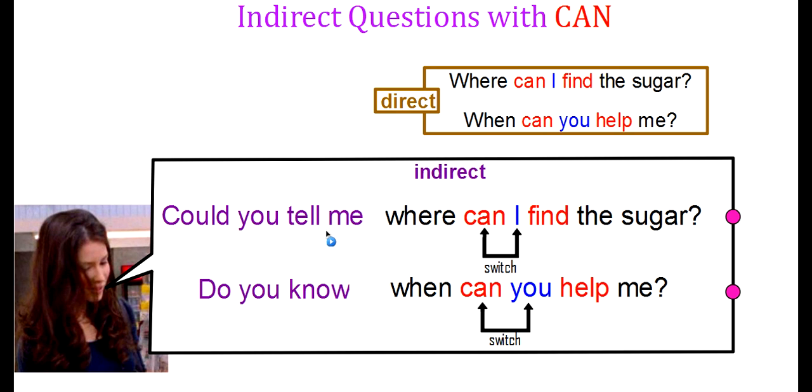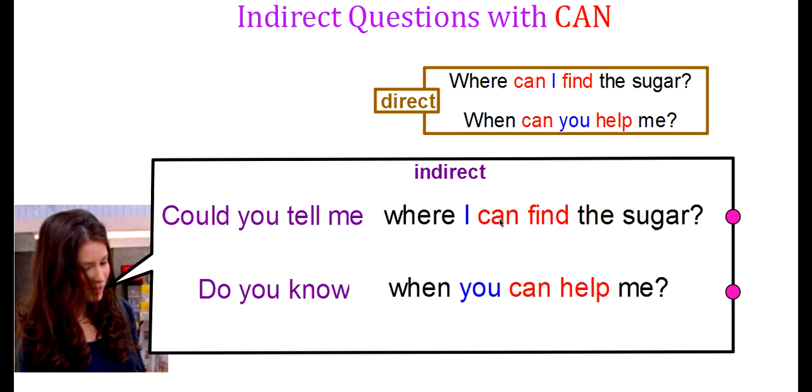So now, could you tell me where can I find is now could you tell me where I can find. Could you tell me where I can find the sugar? Do you know when you can help me? So these are my indirect questions formed from these direct questions. So that's the grammar, and I want you now to try the exercises on the website. Thanks for watching.